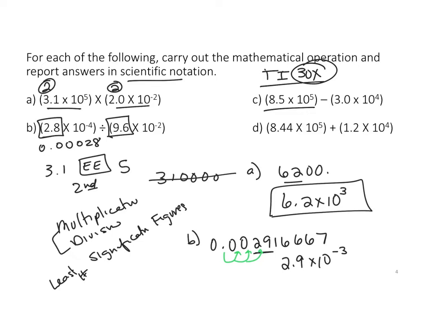Okay, let's do C. 8.5 second E to the 5th minus 3.0 E to the fourth, and that gives me 82000. Okay, so I have 4 zeros, and I need to get this in scientific notation. We're going to move that decimal 1, 2, 3, 4, 5 places. 8.2 times 10 to the positive 5.